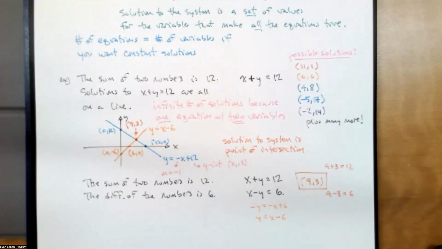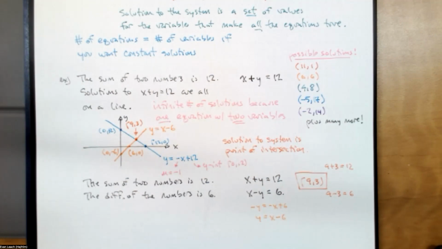Another way we could do that is to make a table of values. To draw a line, I only need 2 points. So if I plug in 0 for x, I get 12 for y. If I plug in 0 for y, I get 12 for x. Fast way to draw a line: find your intercepts, connect them. Lines are very boring. You just need 2 points and you've got the whole line.